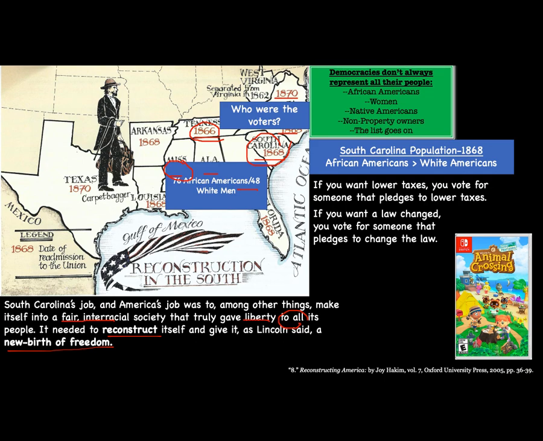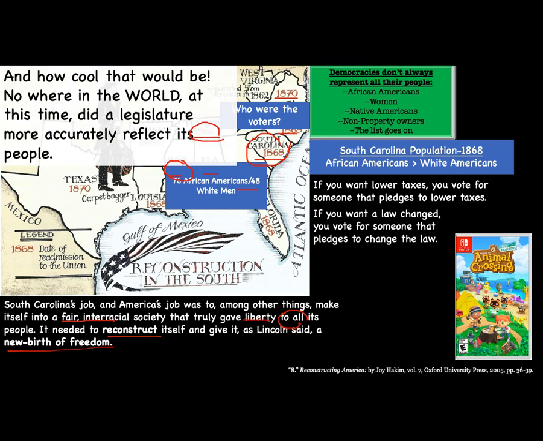And it was an enormous task. But it was being approached by an incredible group of people, black and white. And they wanted to create a truly free republic and an interracial society. And how cool would that be? Because remember, nowhere in the world at this time did a legislature more accurately reflect its people. So the people in South Carolina and all across the South and North picked representatives that they thought could get the job done, and the representatives in South Carolina were legit.